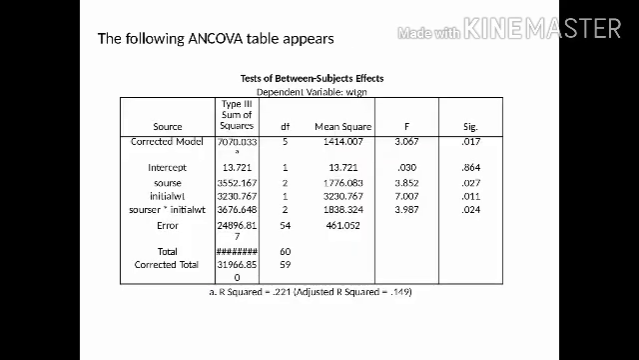And this is the SPSS output of the ANCOVA table. Here you can see the sources: corrected model, intercept, source, initial weight, interaction between source and initial weight, and error terms. In this, you can see the p-value in the last column corresponding to the sources is significant.